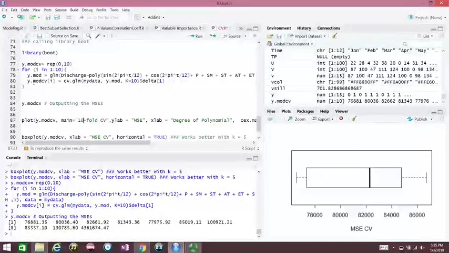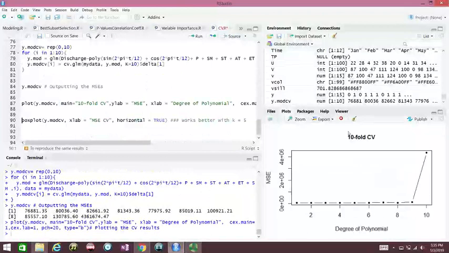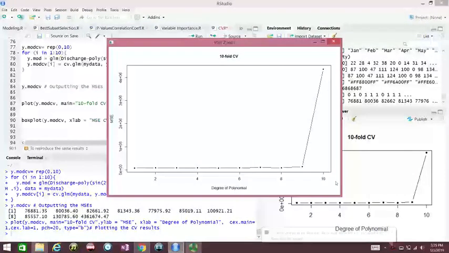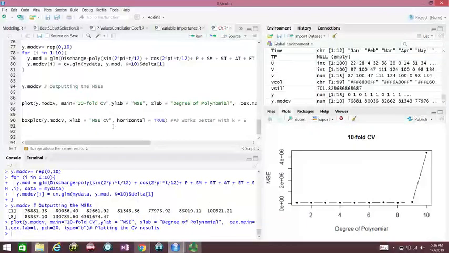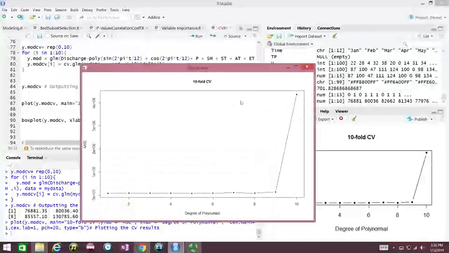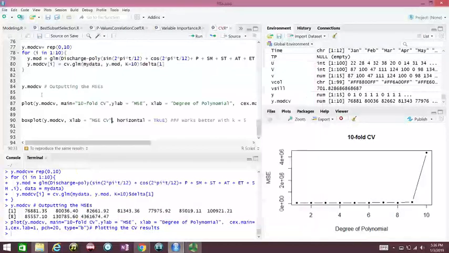So change it to 10. This is the title. And we run. And this is what you have. You have up to 10 polynomials. So the model performs well, the linear model is good here for the discharge, except that you need to take out some predictors that have p-values higher than 0.05. And if you don't like this plot and would like to have the box plot, we just take this code and you run it.